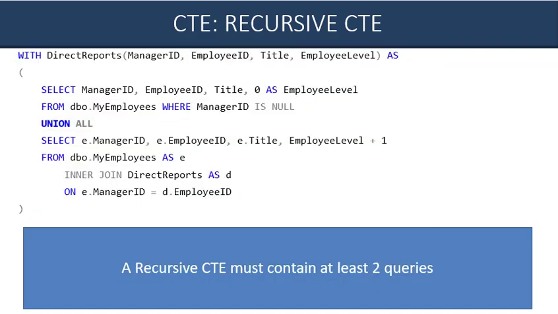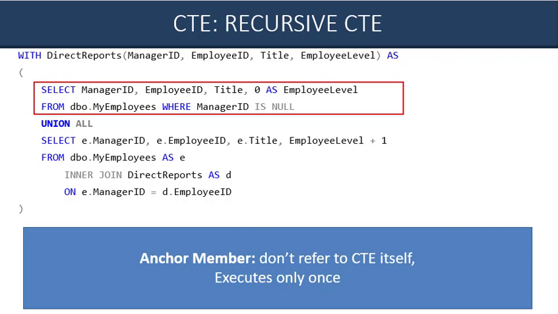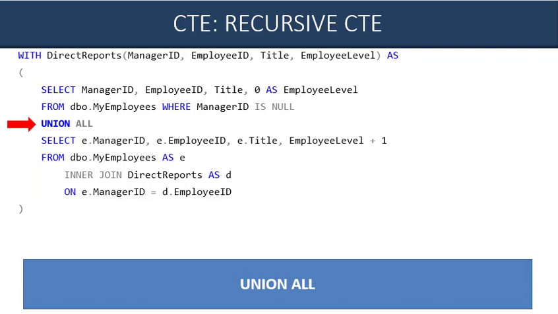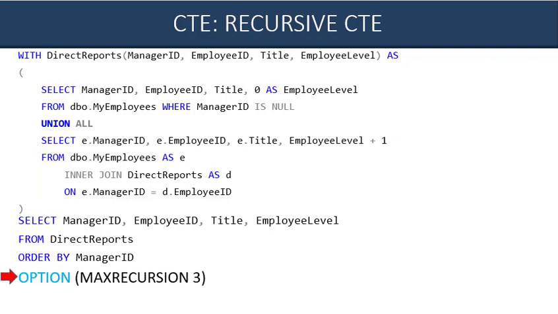A recursive CTE must contain at least two queries. Here in this example, the CTE contains two queries. The first query is used to select zero-level nodes. It is called the anchor query, and it is not self-referencing the CTE. It executes only once. The second query refers to the CTE itself and is known as the recursive member. It executes multiple times like a loop. And there is a union all operator between them to combine the results. You can limit the recursion by using the max recursion option in the main query, which uses the recursive CTE.